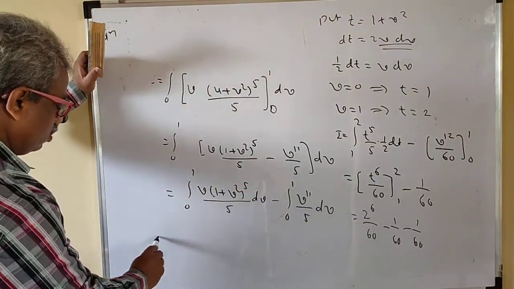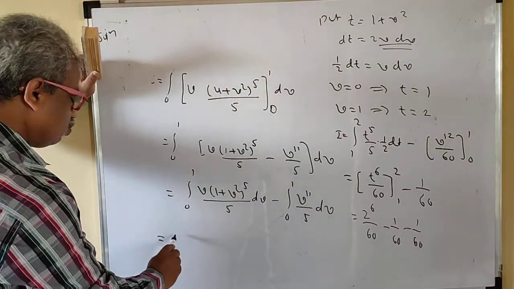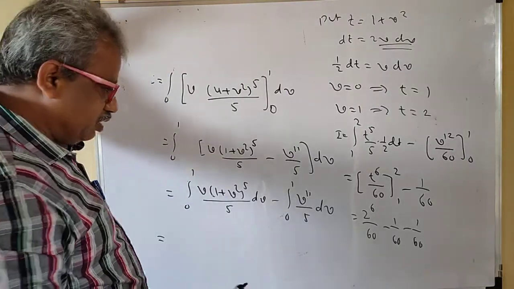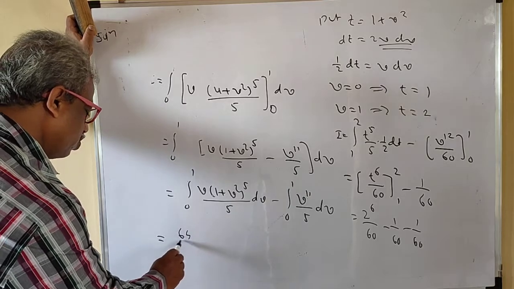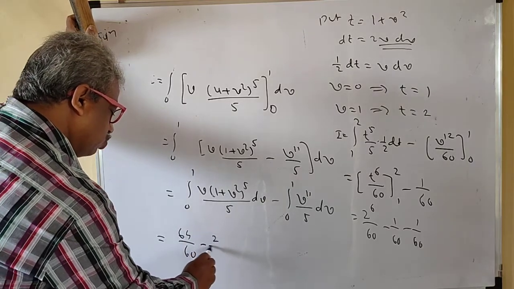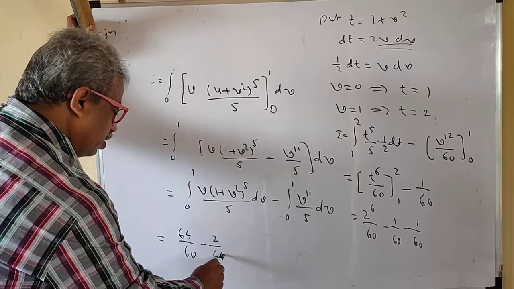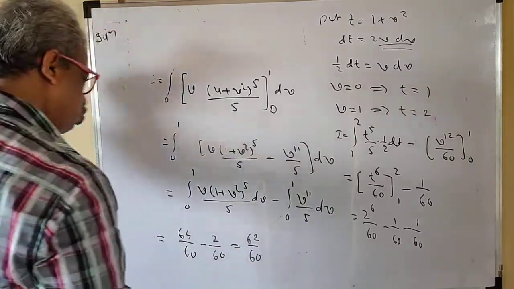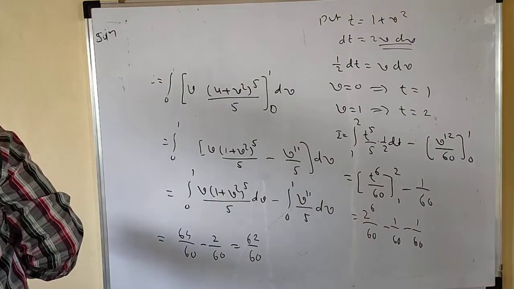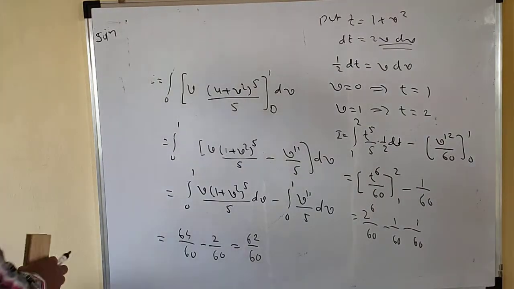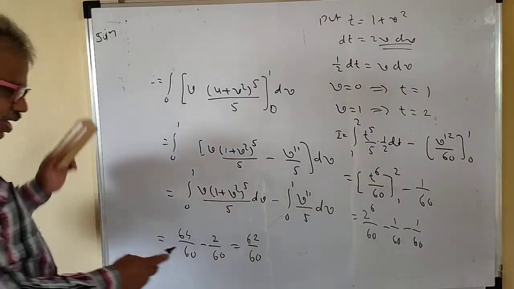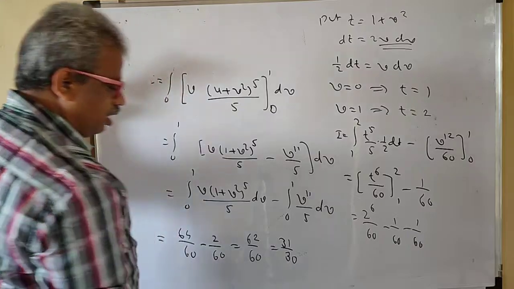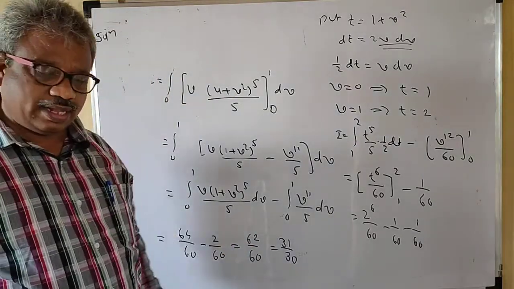So this is equal to what? 2 raised to 6 is what? So 2 raised to 3 into 2 raised to 3, 8 into 8 is 64. Okay. So 64 upon 16 minus 2 upon 16. So this is what? 62 upon 60. Right? So 62 upon 60, you may divide this by 2, because all are even numbers. So this is what? 31 upon 30. Don't cancel 3 now here. Okay.